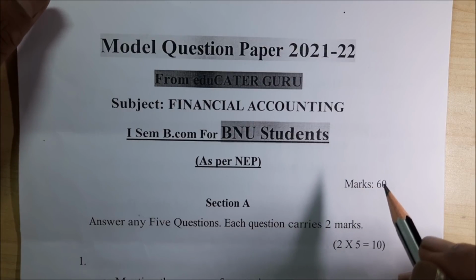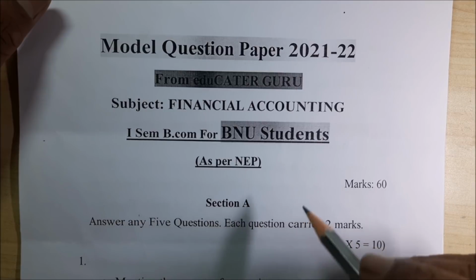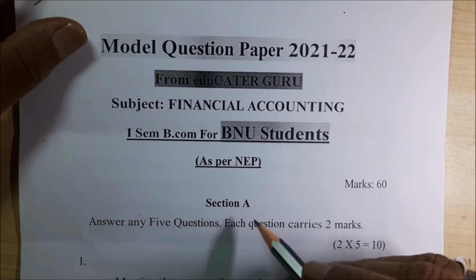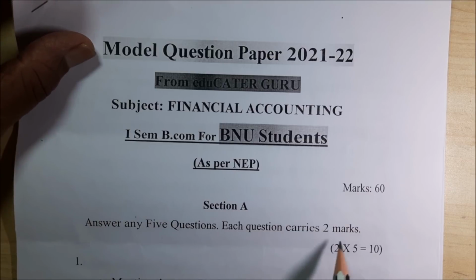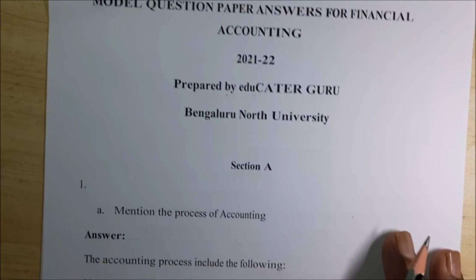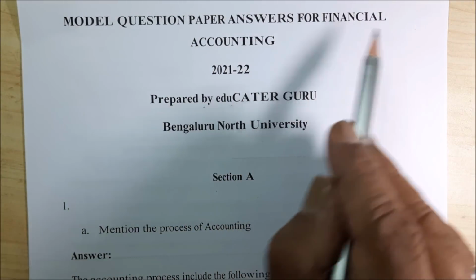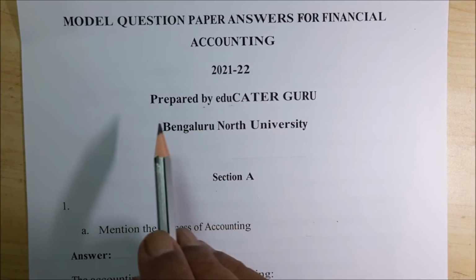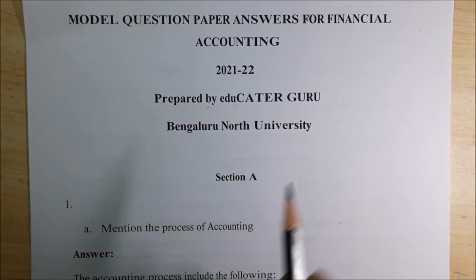So let us answer the questions section by section. First, Section A: answer any 5 questions. Each question carries 5 marks. Here is the answer. Model question paper answers for Financial Accounting 21-22 prepared by Educator Guru, Bangalore North University.